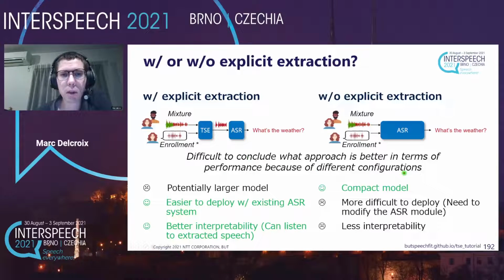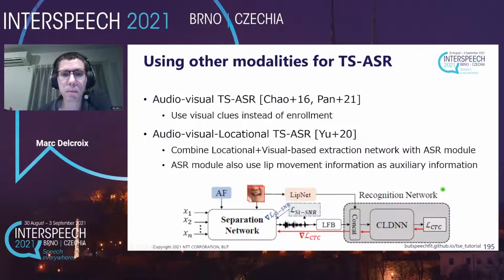In contrast, without explicit extraction, we may have a more compact model, but it's a black box, which may be more difficult to deploy because we need to design a system from scratch. And it's also less interpretable because it's a black box. And finally, as I mentioned, here I describe an approach that uses the audio clue to perform target speaker ASR, but you can also use visual or visual and locational clues, as shown in these works.